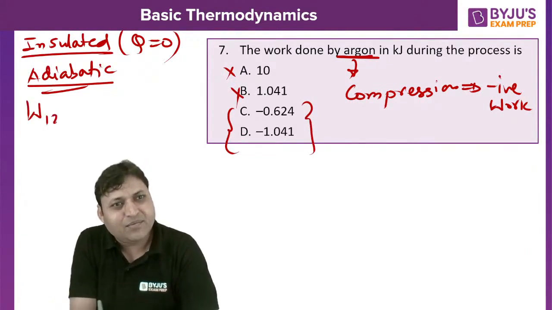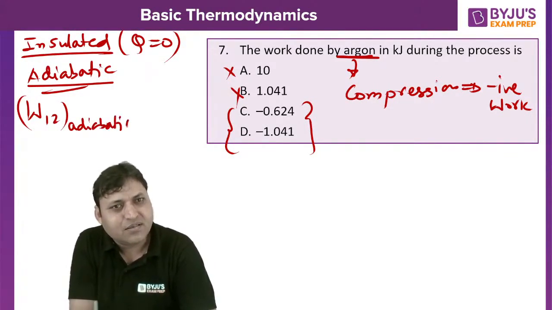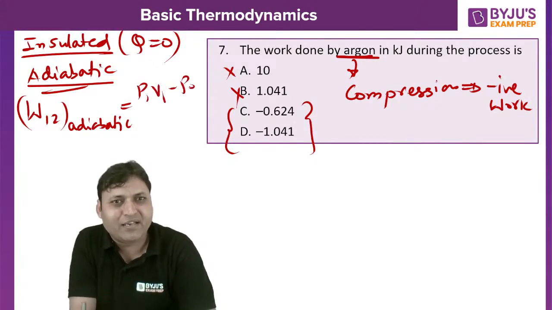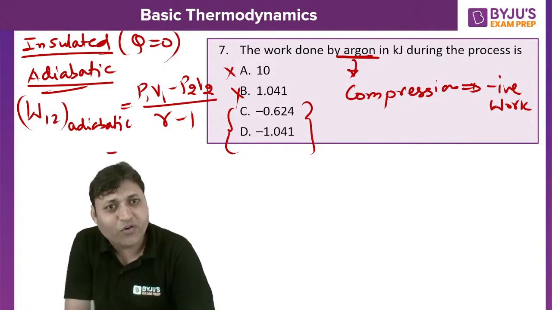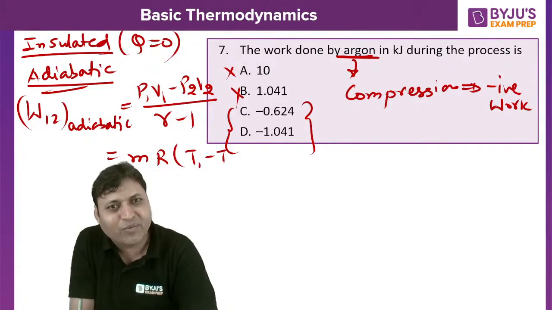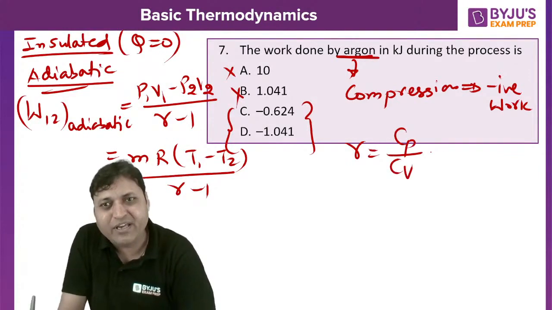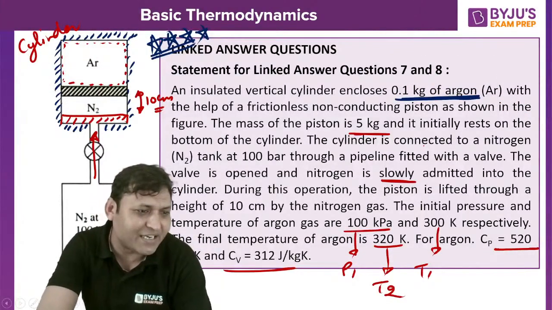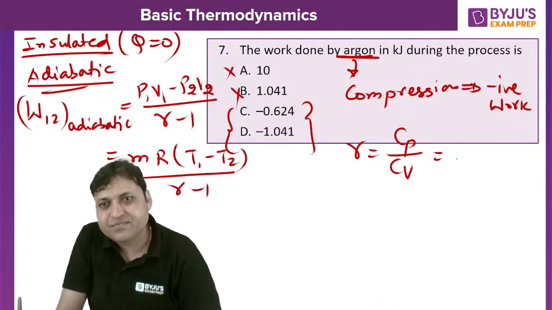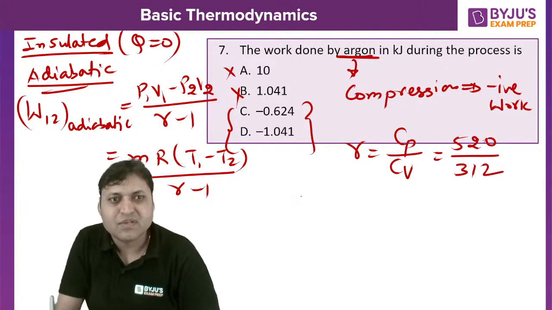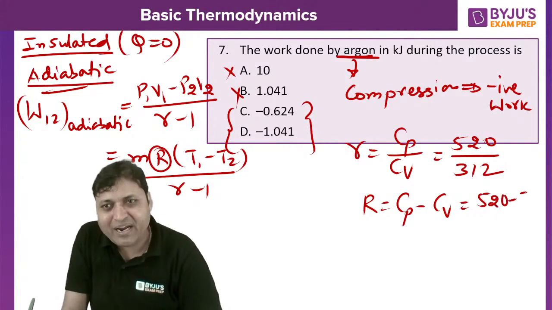So work done for a process 1 to 2 for an adiabatic is equal to P1 V1 minus P2 V2 upon gamma minus 1. Or we can write it as M into R into T1 minus T2 upon gamma minus 1. What is gamma? Gamma is equal to Cp by Cv. Cp and Cv are given. Cp is 520, Cv is 312. What is R? R is equal to Cp minus Cv, that is 520 minus 312.